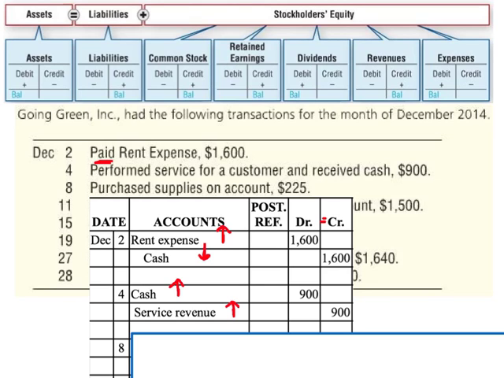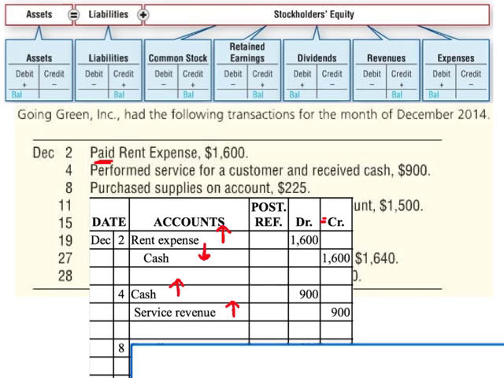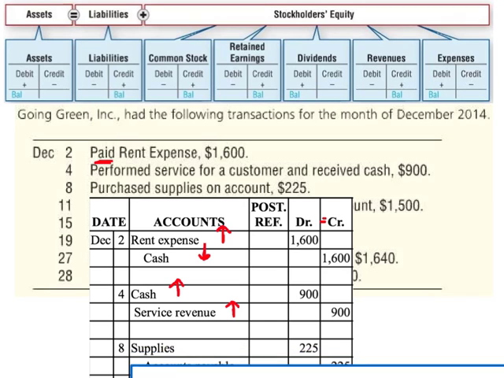my asset supplies. And I didn't pay cash this time. I bought it on account. It means I'm going to have to pay for it later. It's like using your credit card. And we call that accounts payable, which is a liability. So to increase my liabilities, accounts payable, I'm going to have to credit that. And there we go.